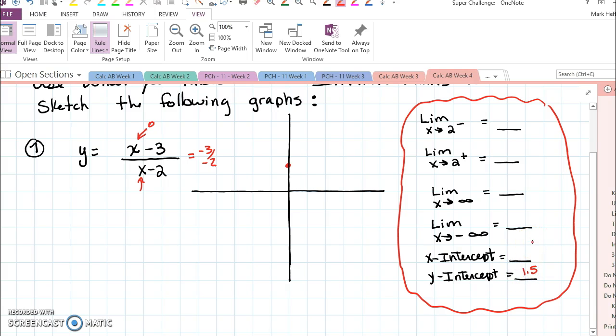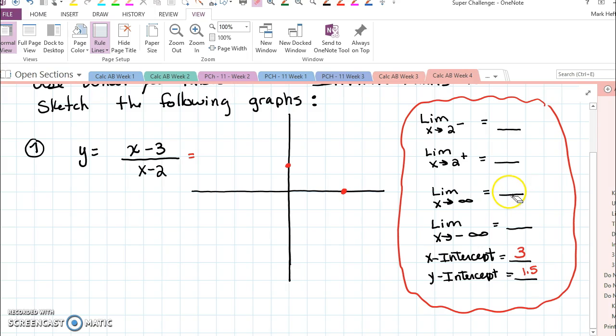Similarly, if I make sure that y is equal to 0, so 0 equals x minus 3 over x minus 2, all I really care about is when the numerator is 0, so I know I have an x-intercept at 3. Those were pretty easy to come up with. Now I go to the difficult ones.